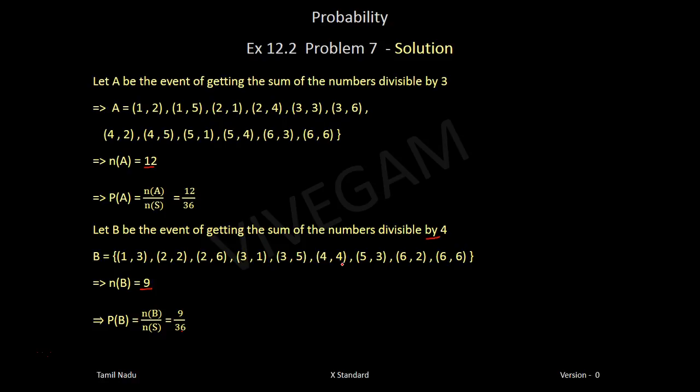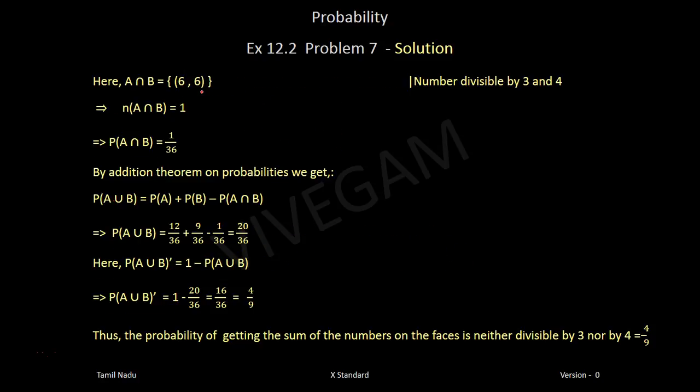No. 4 plus 4, 8. No. 5 plus 3, 8. No. 6 plus 2, 8. No. 6 plus 6, 12. 12 is divisible by 3, and it's also divisible by 4. So the outcome which is favorable for A and B is 6 and 6. And n of A intersection B is only one item. So it's only 1. And probability of A intersection B is n of A intersection B divided by n of S, that is 1 by 36.